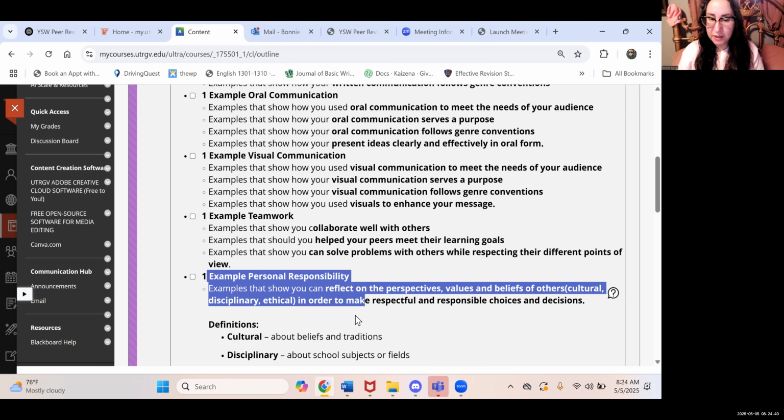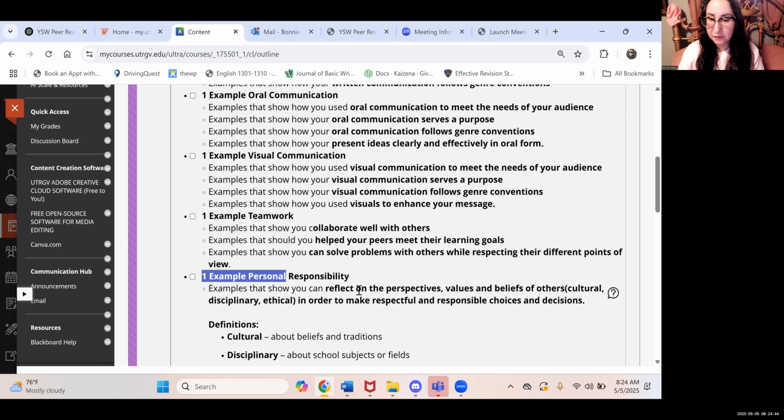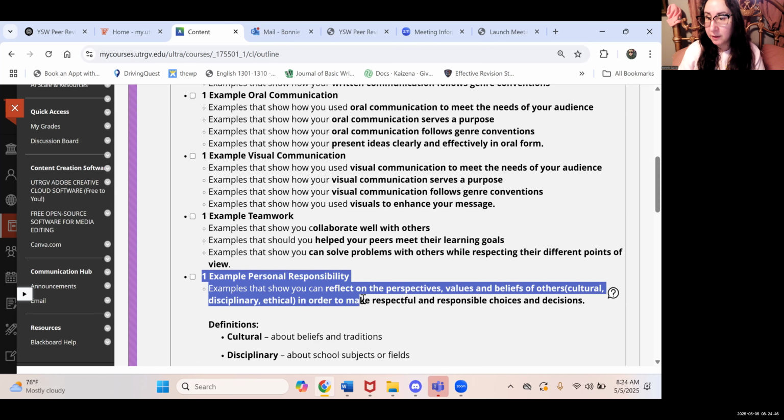This last one is tricky. Everyone gets this one wrong, so pay close attention because I'm going to explain what it really is. Everyone thinks that personal responsibility is like, oh, I did my work on time. I came to class every day. I'm a good student. And that's not what personal responsibility is.